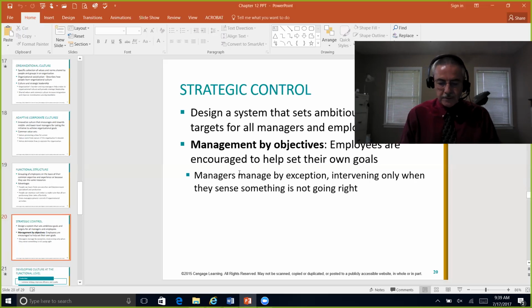If you've heard the term management by objectives, this is what that is talking about. So they have the set of goals so that managers can manage by exception, intervening only when they sense something is not going right as well. But that's one way in which to do that as well.